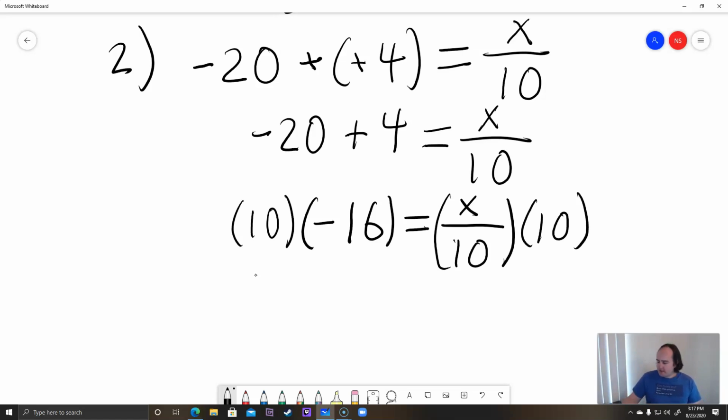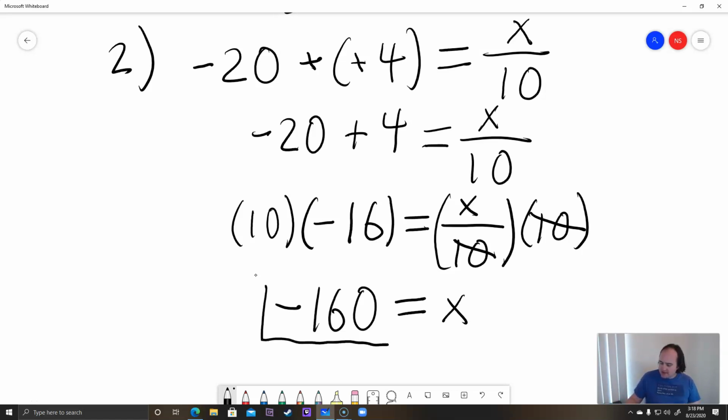So on the right side, the 10s cancel out. There's one on the top and one on the bottom. On the left side, we have 10 times negative 16. And 10 times negative 16, the 10 is just going to add another 0. So it's just going to give us negative 160. Okay, so we have negative 160 equals x. Or on MyMathLab, they would write it in the reverse order, so they would write it as x equals negative 160, but that means the same thing.